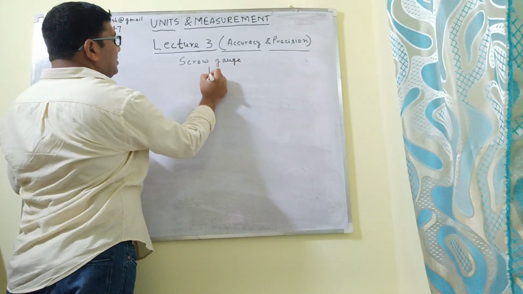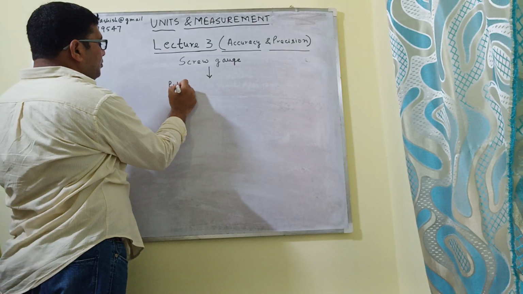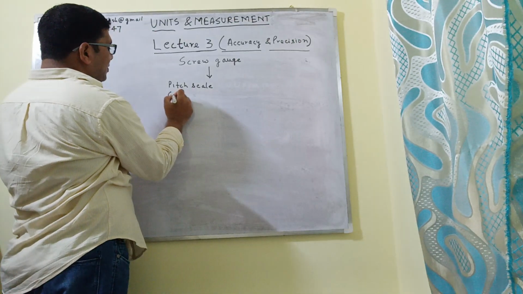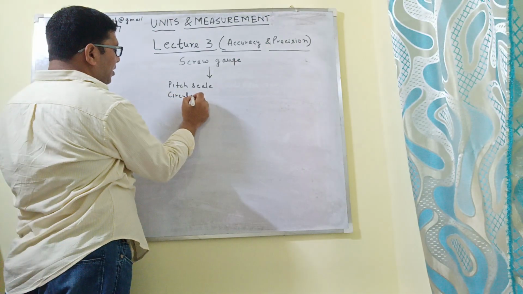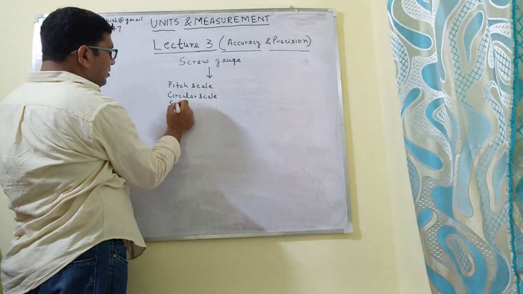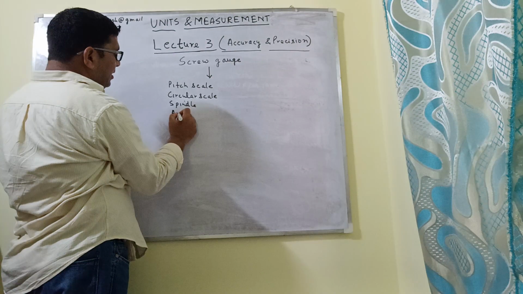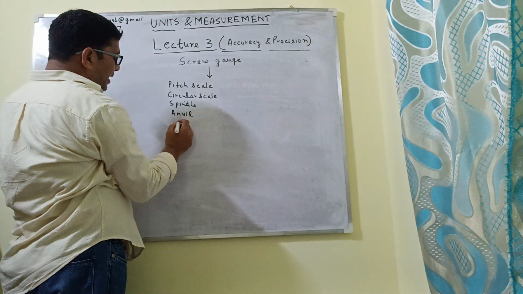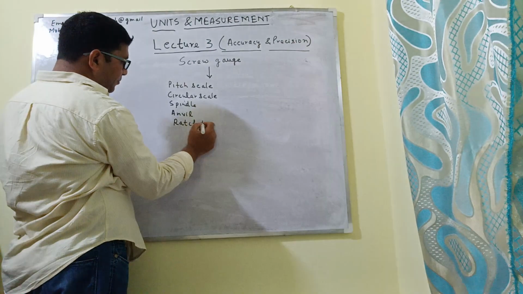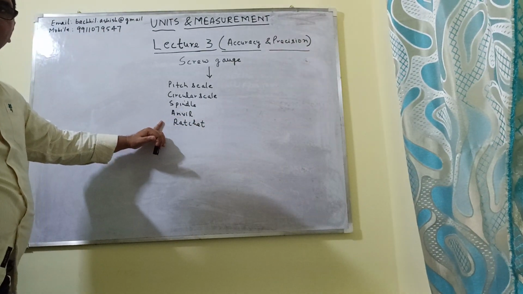Now the screw gauge has got a pitch scale. It has got one circular scale. It has got one spindle. It has got one anvil, and there is one important part that is called the ratchet. These are the 5 important parts which you should understand.